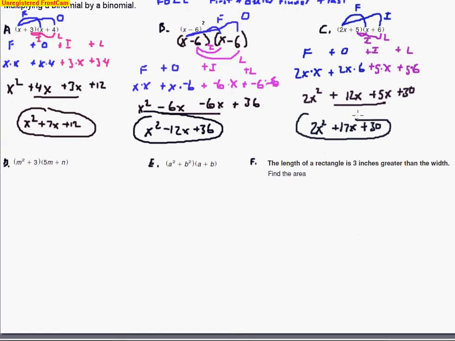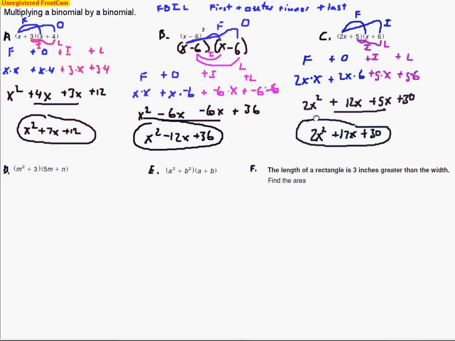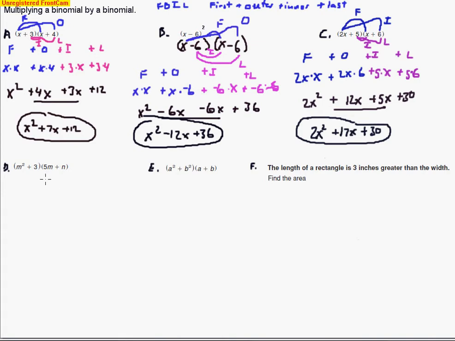So the only difference between these next few problems is that there are different variables. Maybe there's more than one variable in a problem. So it's the same sort of thing, though. We're multiplying the m squared times the 5m. Those are our first terms. So the first terms here, m squared times 5m. And we move on to the outside terms. So outside are m squared times n. So plus m squared times n.